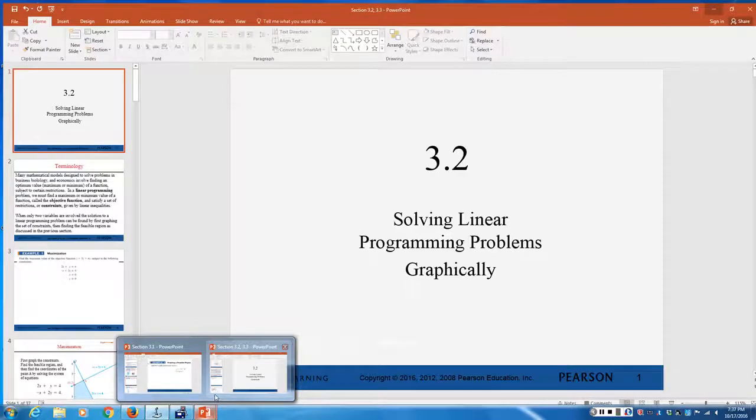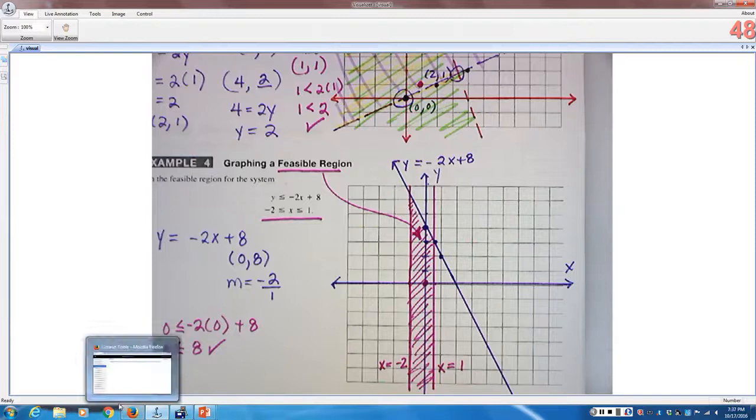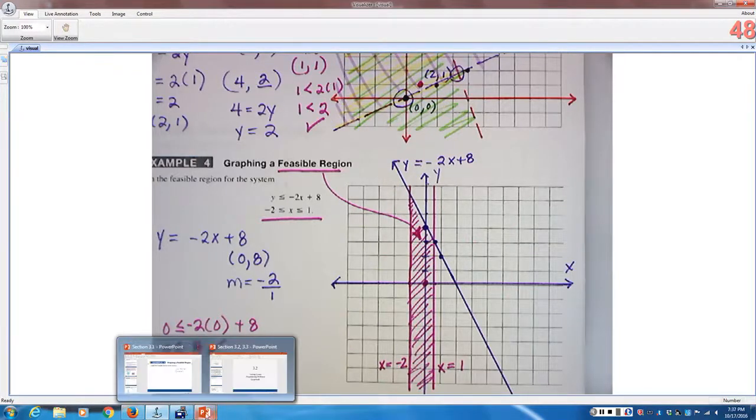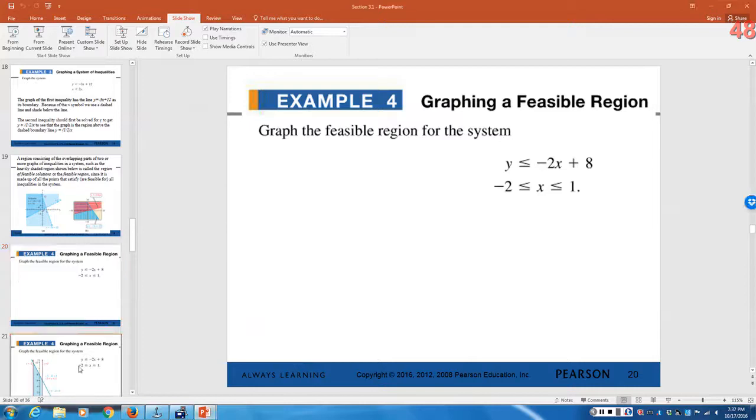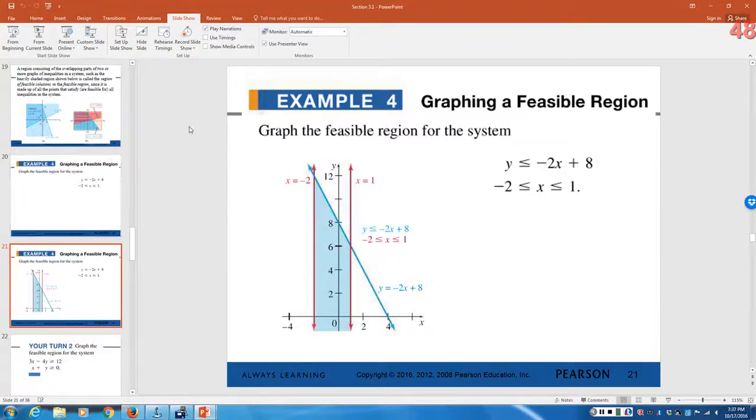Anybody have any questions? So I did graph it for you in the PowerPoint, but I wanted to be sure that you understood step by step why it doesn't look like what we did before.